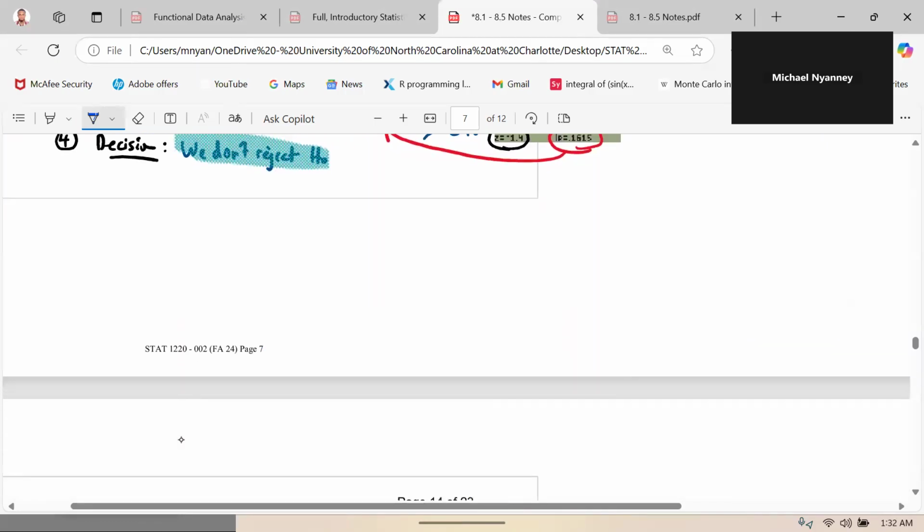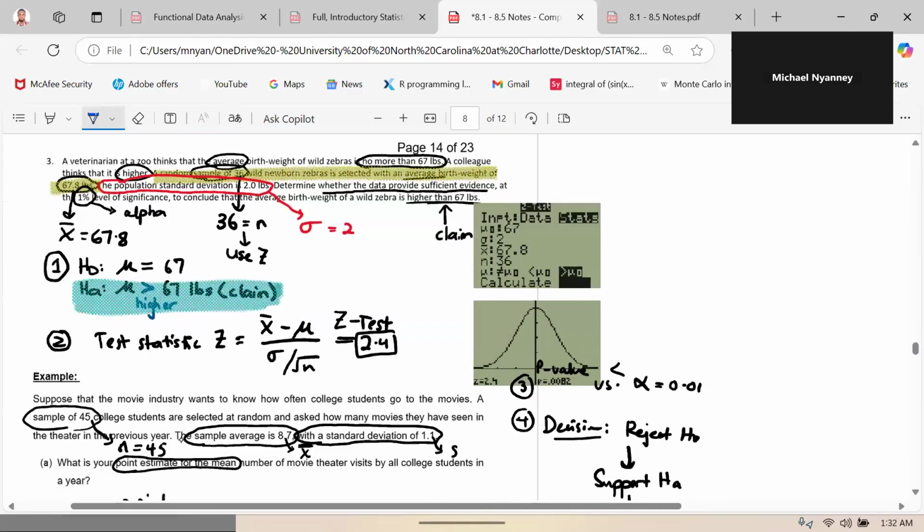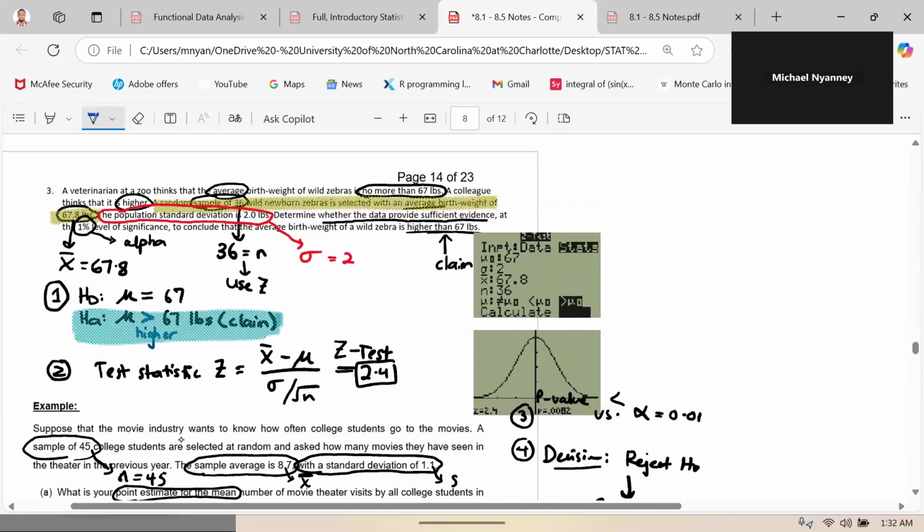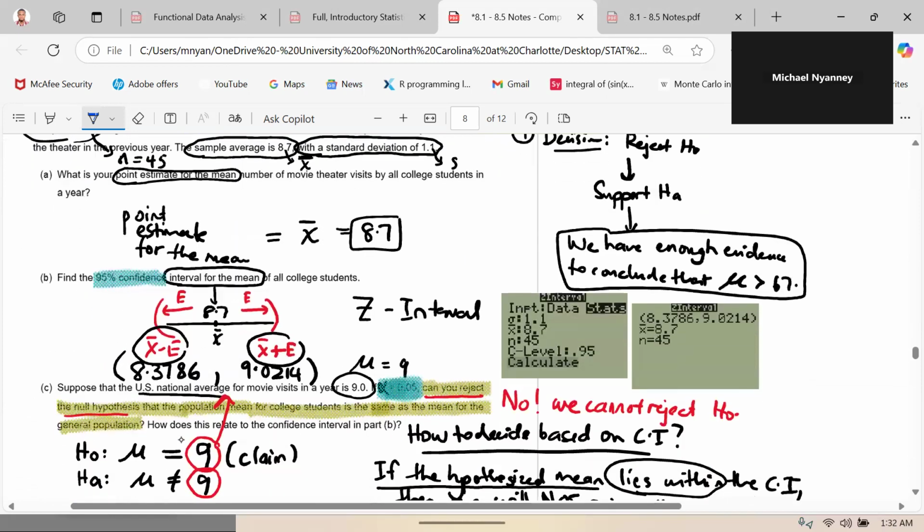In case you have problems using the calculator, please do well to email me and I'll be glad to take you through. So all of these, we are using the calculator and how to get a p-value.